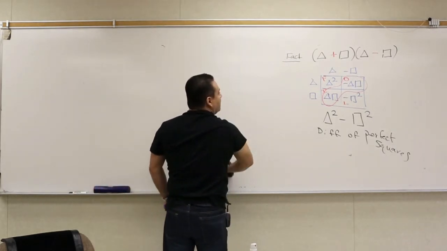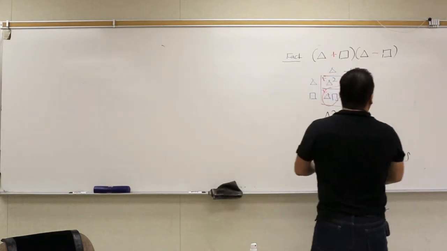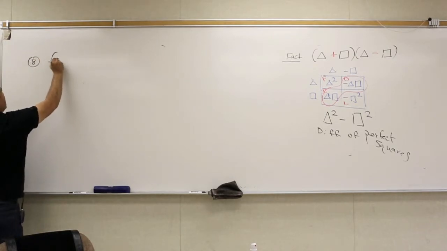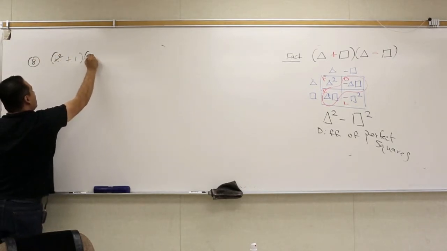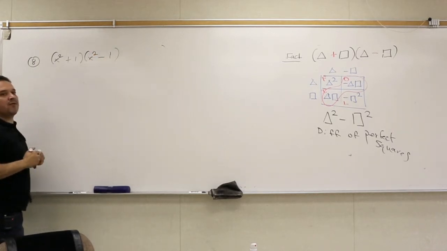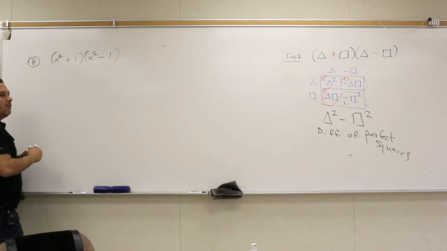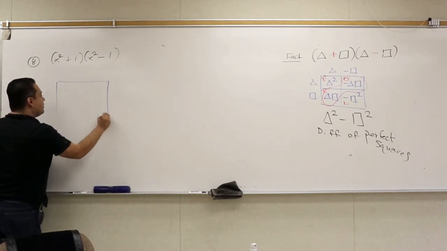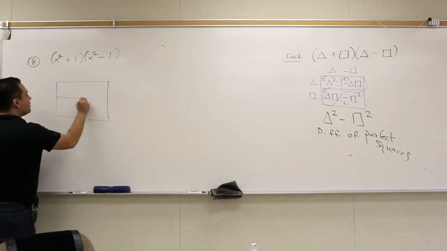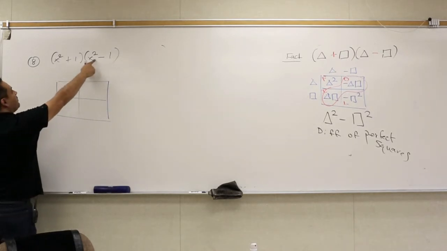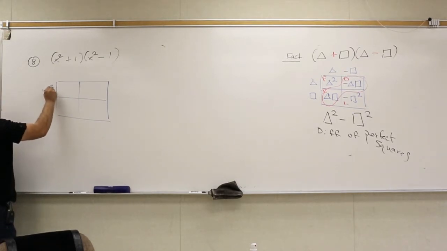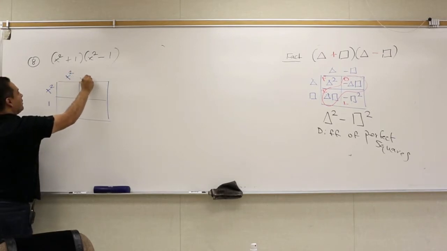So if we look at number 8, what should we expect for 8? We have x squared plus 1, x squared minus 1. What should I expect when I use FOIL here? Anybody know? Yeah, the O and I terms are going to go away. How do you guys know? The same first terms, the same last terms, and the signs are plus and minus, or minus and plus, by the way. Doesn't matter. X squared, 1. X squared what? Minus 1.